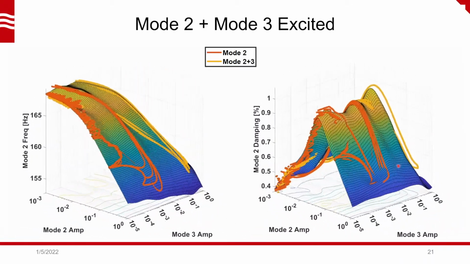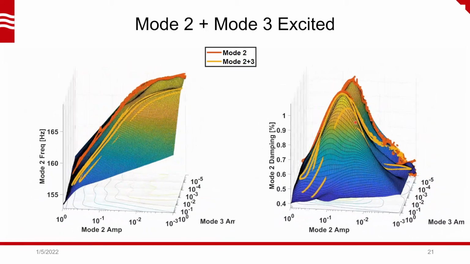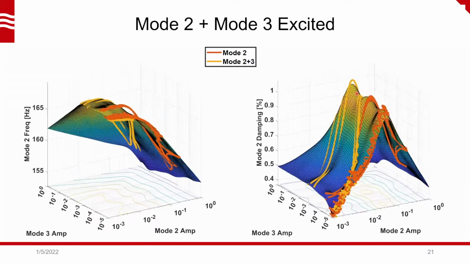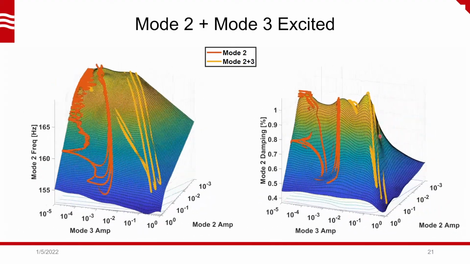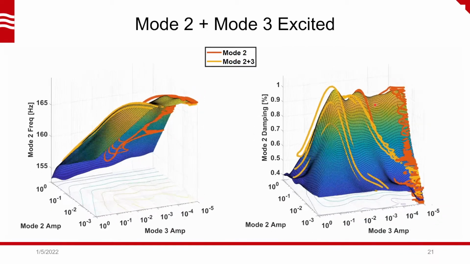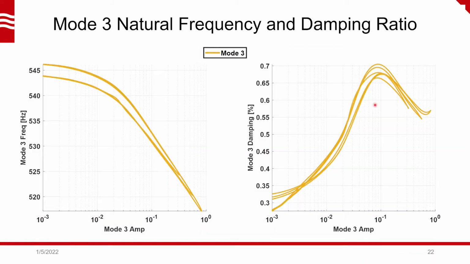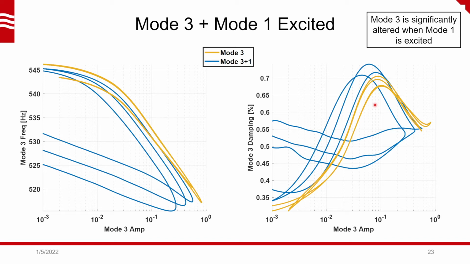But it seems like it isn't that coupled, where the biggest effect is this shift in damping as mode 3 gets highly excited. And now an interesting part is that sort of the opposite happens with mode 3. Mode 3 doesn't affect mode 2 that much, but the other modes affect mode 3 a lot. So here, the yellow curves are mode 3 on its own, and then blue is with mode 1 also excited here.